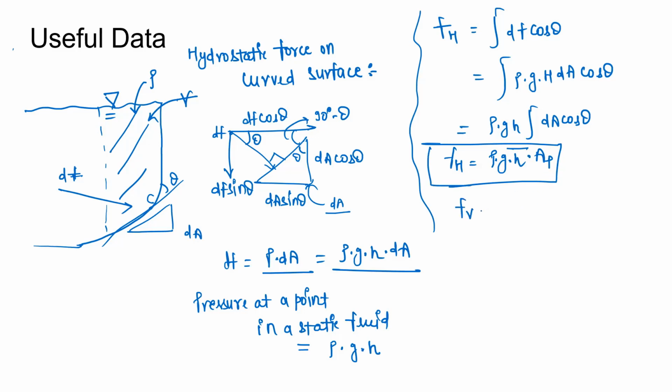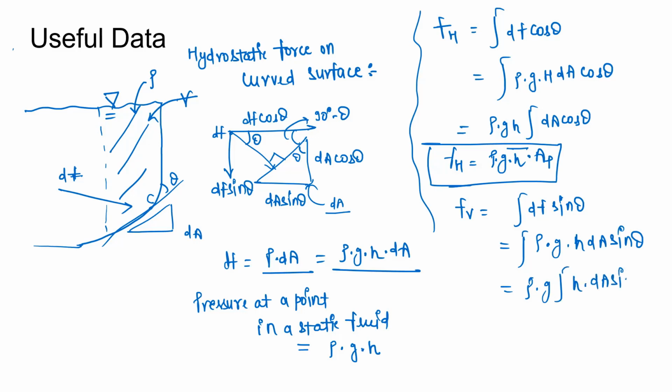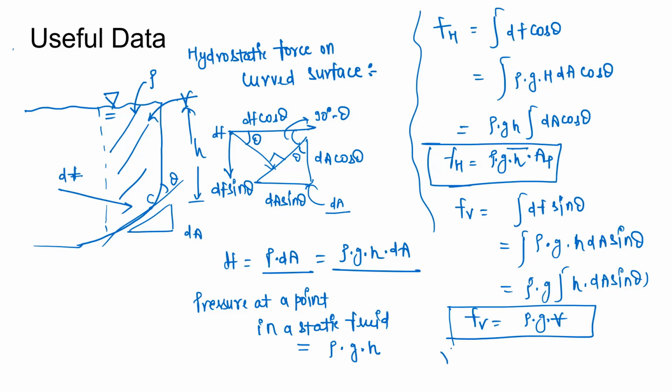Now if you write for vertical forces, that will be integration of dF sin theta. We can write it also rho into g into h into dA sin theta. Now we take rho into g outside and we write h into dA sin theta. So we can see from the figure that this is our total height where the hydrostatic force is acting. If we integrate this whole area, that will give us the volume. So we can write vertical force will be rho into g into volume, where volume is volume of liquid above the curved surface, and for horizontal force Ap is the projected area.